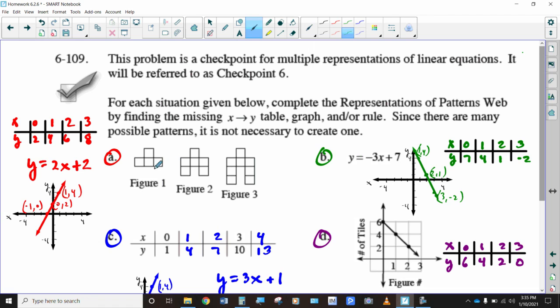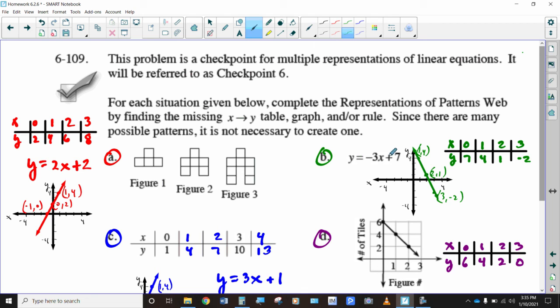All right, so for A, it looks like each one of these was growing by 2, and when you work backwards, you get a y-intercept of 2 as well. So y equals 2x plus 2 is the rule for this situation. This would be what the graph would look like, y-intercept of 2, and then it goes up 2 for every one it goes to the right, and then here's the table.